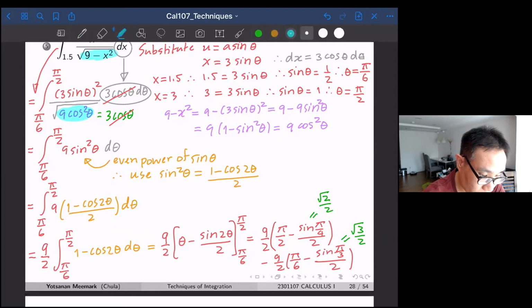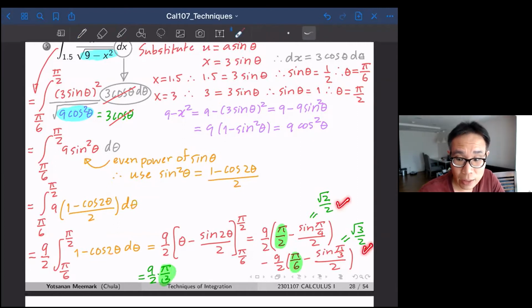So you would get, let's use the green color. So you would get pi over 2, pi over 6 subtract each other. So you get pi over 3. So the final answer turned out to be 9 over 2 times pi over 3. This is the green color, and you have this guy subtract this guy.